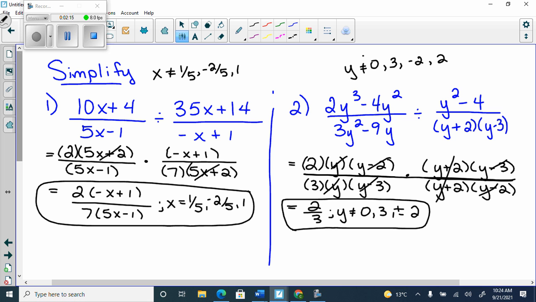So don't forget your non-permissible values with division, right? It has that extra non-permissible value you have to watch for. And often on the test or on the diploma, they ask a division in division. You didn't take the 2y squared out.